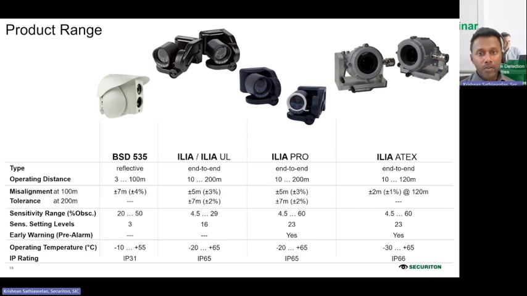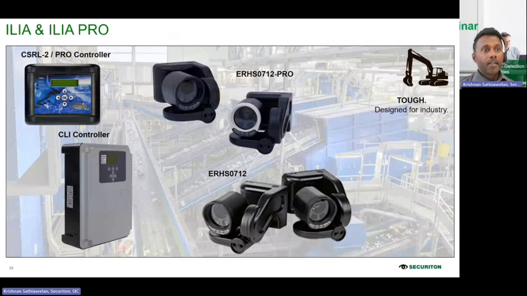Whereas the ATEX goes up to IP66. In terms of temperature range, it goes up to plus 65, and it is also suitable to work in cold environments where minus 20 is considered as a minimum. So with that knowledge of the type and range of products available, I will dive into other accessories which come with the ELIA to enhance the programming as well as detection.